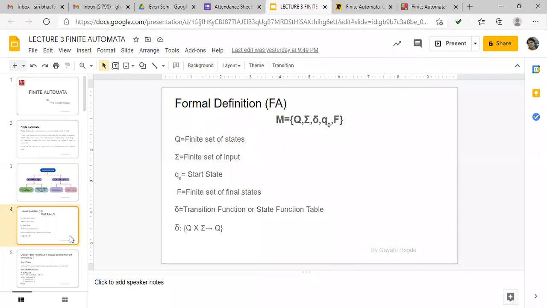After that, we saw an example, right? We started with our first example: design finite automata to accept the decimal number divisible by 3. For that, what was our input? Students, quickly put it in the chat box, or you can even unmute yourself and speak. What was our finite set of input for the example? It was 0 to 9. Very good.